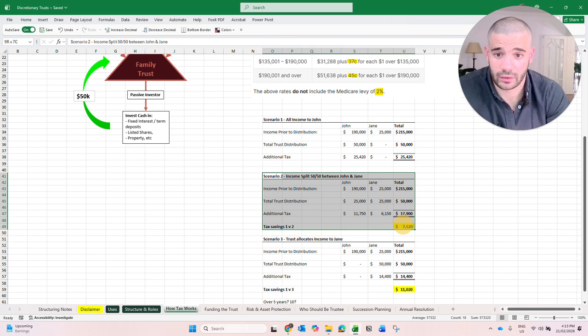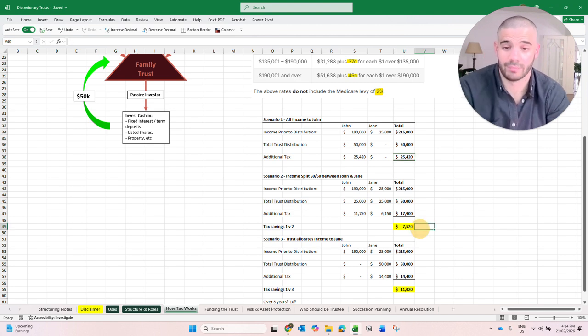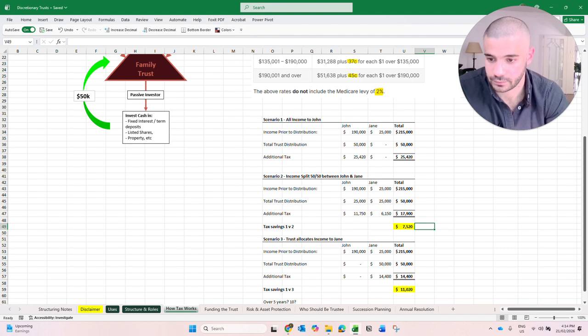So this is better than doing nothing. In this case, the 50,000 is split equally between John and Jane. John still pays a lot of tax, and Jane is still paying some as well. And the total tax is about 18,000 compared to the 25. So we're still 7.5 grand better off by doing that.